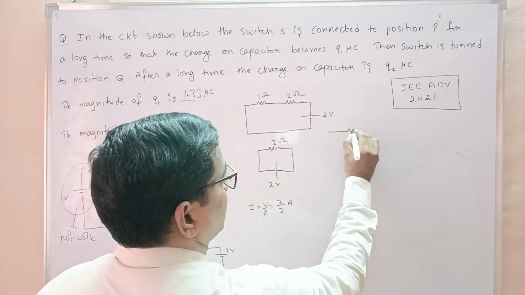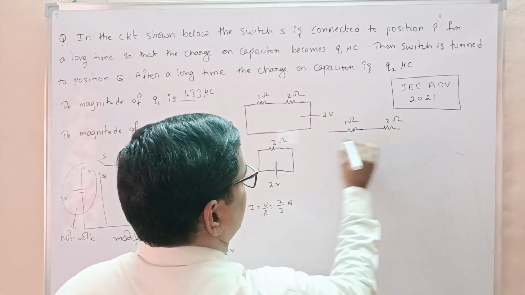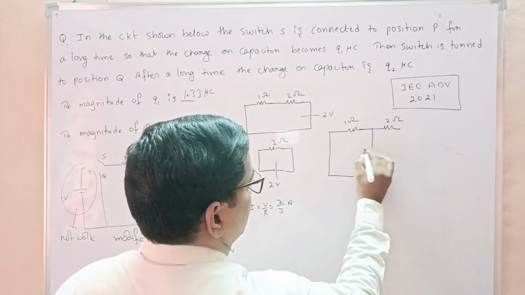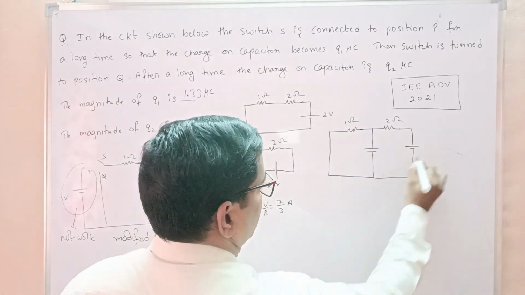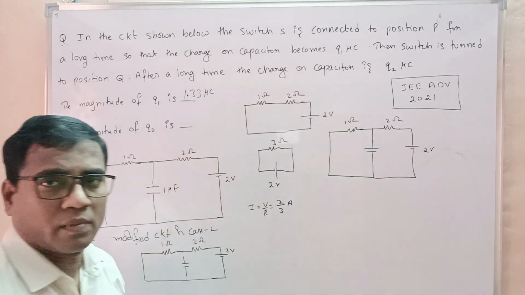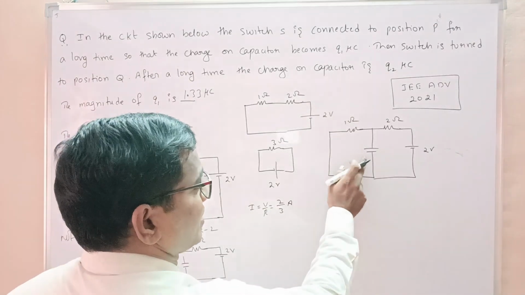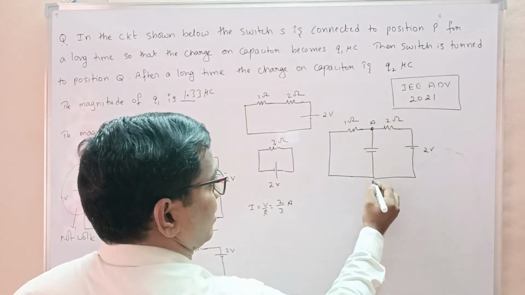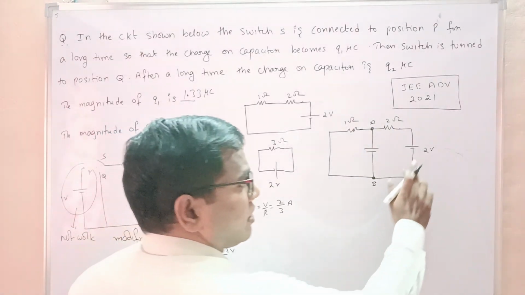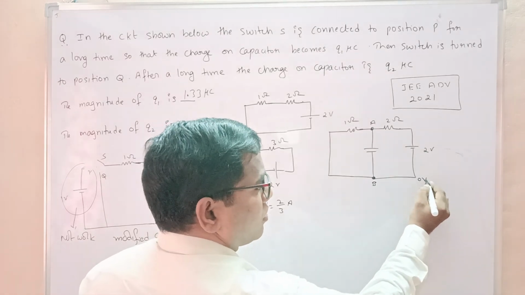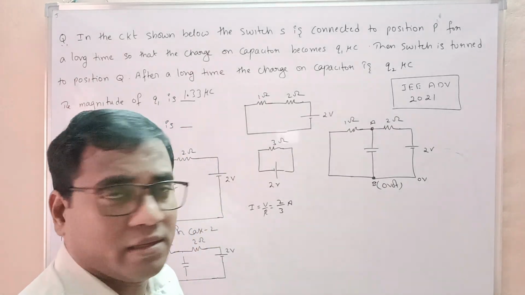So here it is 1 ohm, 2 ohm, and the capacitor is there, 2 volt. Now again we are going to calculate the potential across the capacitor, which means A and B. Here you have to calculate the potential. The same scenario, this one is 0 volt. Here B will be 0 volt. B is at 0 volt.